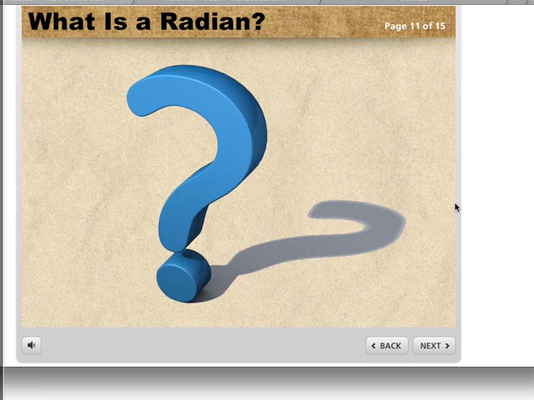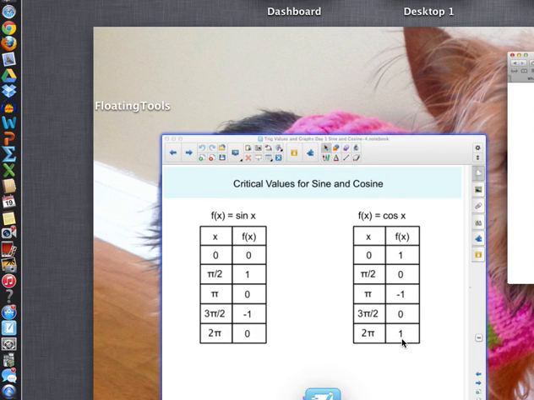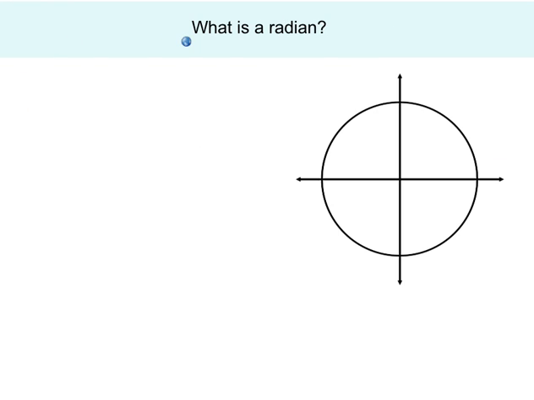Okay, we're going to stop there. So now what we found is that we know what a radian is. 1 radian is the length of the radius around this edge. So my arc length there is 1, and this is 1 radian.